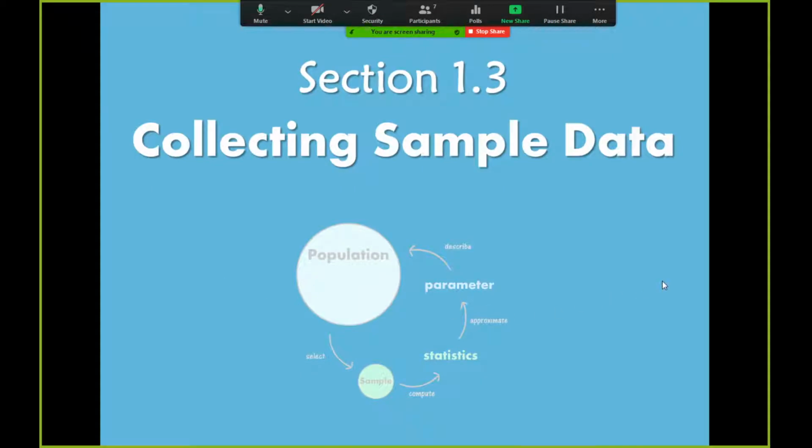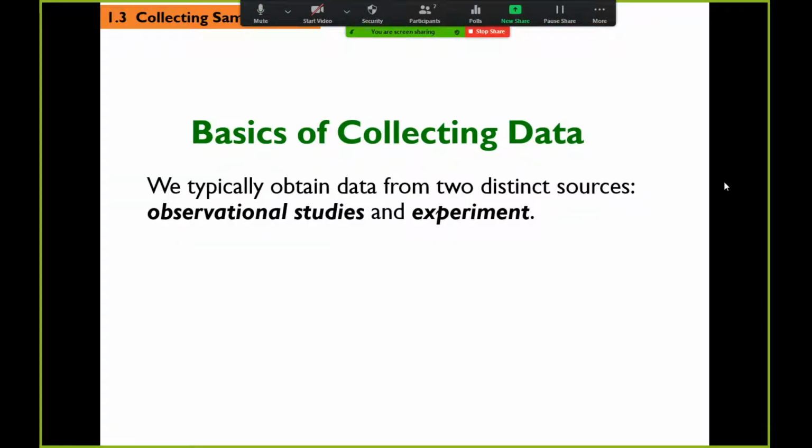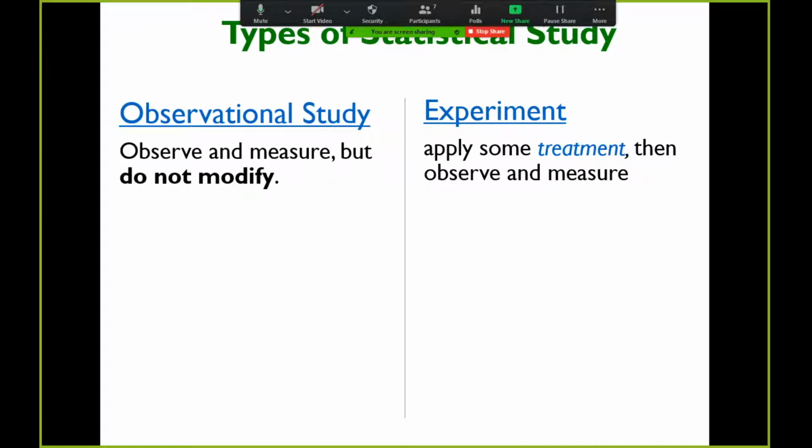Okay, so collecting sample data. Broadly speaking, data is obtained through two distinct sources: observational studies and experiments. You've got to be able to distinguish whether the study was an observational study or an experiment. And here's pretty much the breakdown: observational study versus experiment.